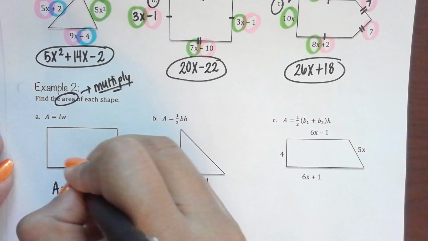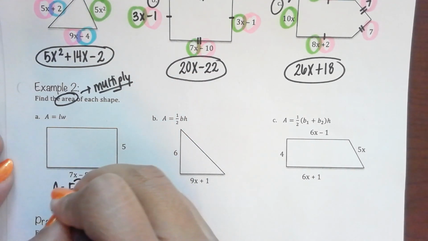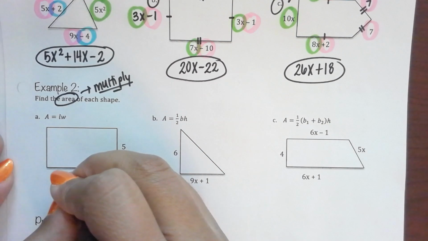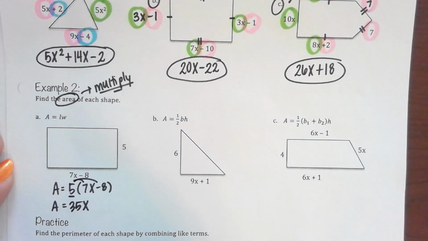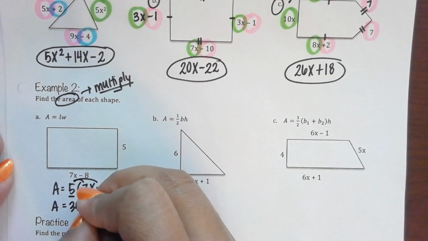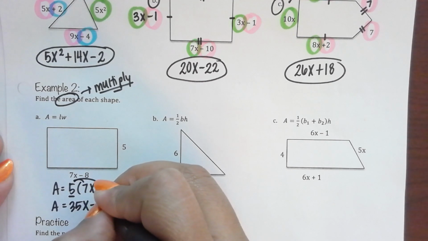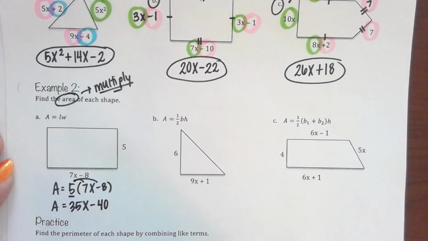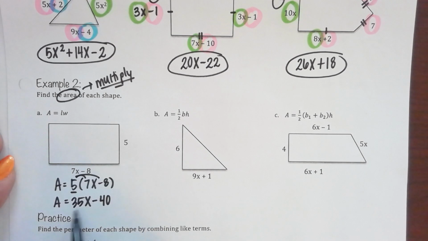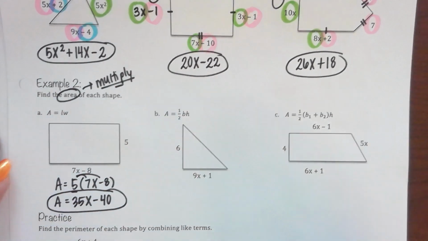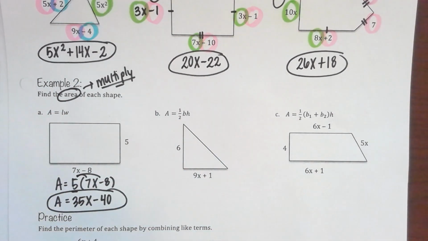5 times 7 is 35x. Then, 5 times negative 8. Negative 40. Perfect. I kept hearing 4. Can these be combined any further? So, nope. That's the answer. Any questions there?